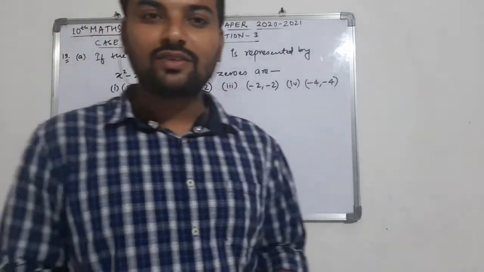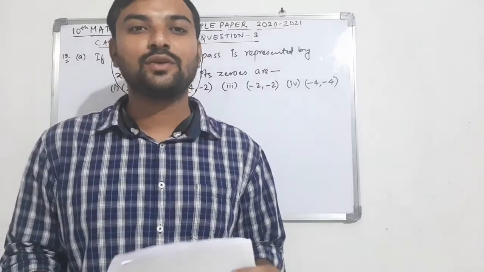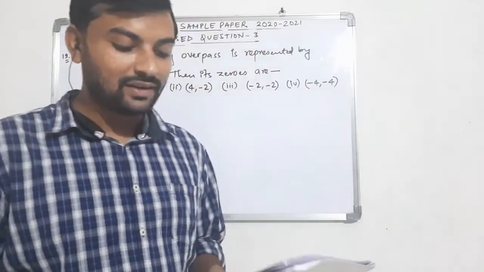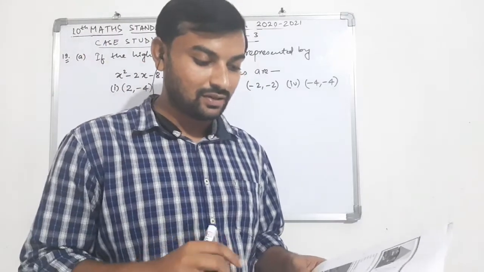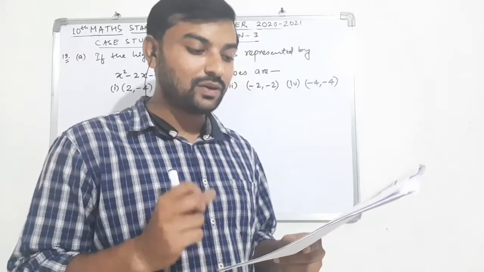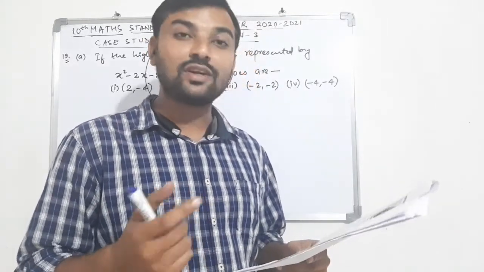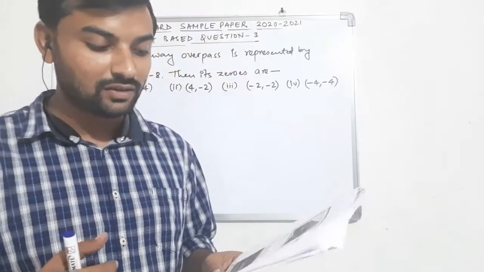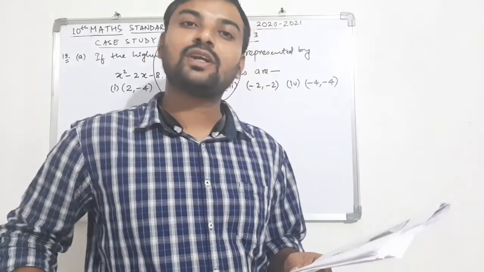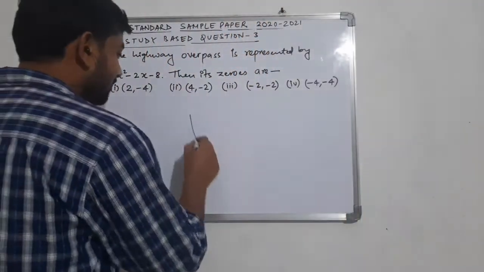So let us come to the third question of case study based question. Here we have a new case study which is based on the polynomials, and here we have a very simple application based on the parabolas, which is highway and overpasses or underpasses. You must have seen in your everyday life. The highway underpass is parabolic in shape, just like the parabolas.